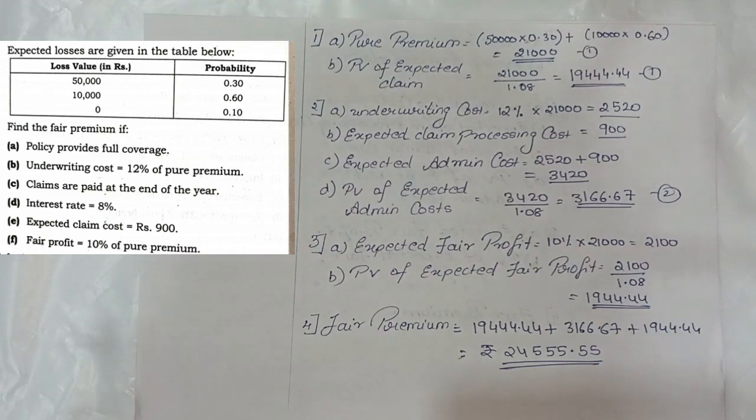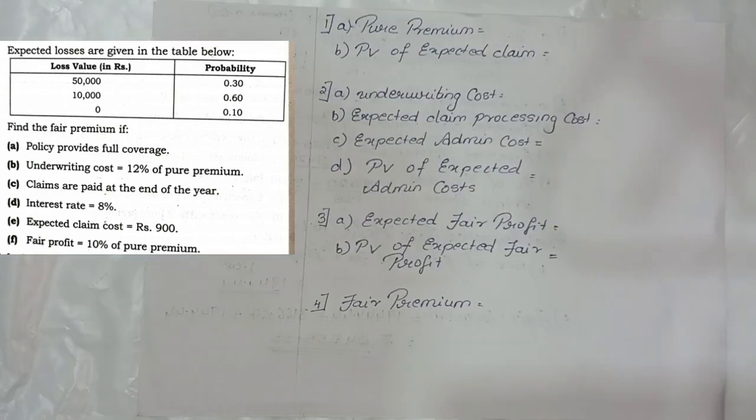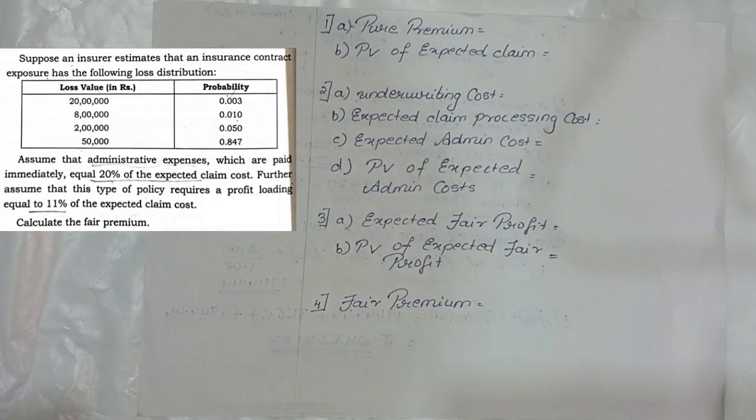Okay, so you all can go through it once. Now we're going to start with the fourth one, which is very important, because that question has a few new changes. The losses are a little different. Okay, so let us see how to solve sum number 4. Let us read the fourth, the last question.